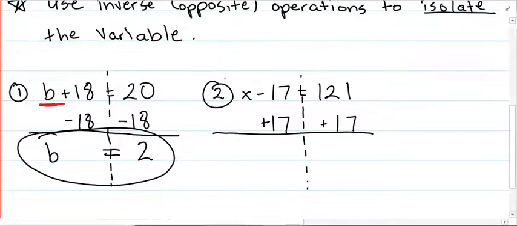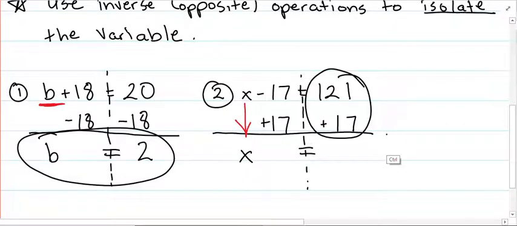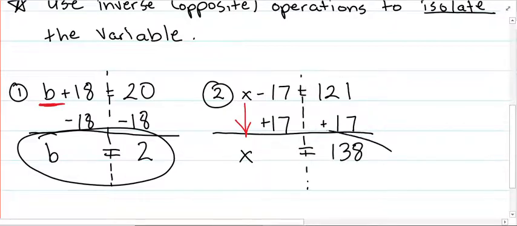And same thing that we did before. There's nothing being added or subtracted with this x. So I'm going to write x down here. And minus 17 plus 17 is 0. So I don't have to write plus 0. I will write my equal sign. And 121 plus 17 is going to give me 138. So x is equal to 138.